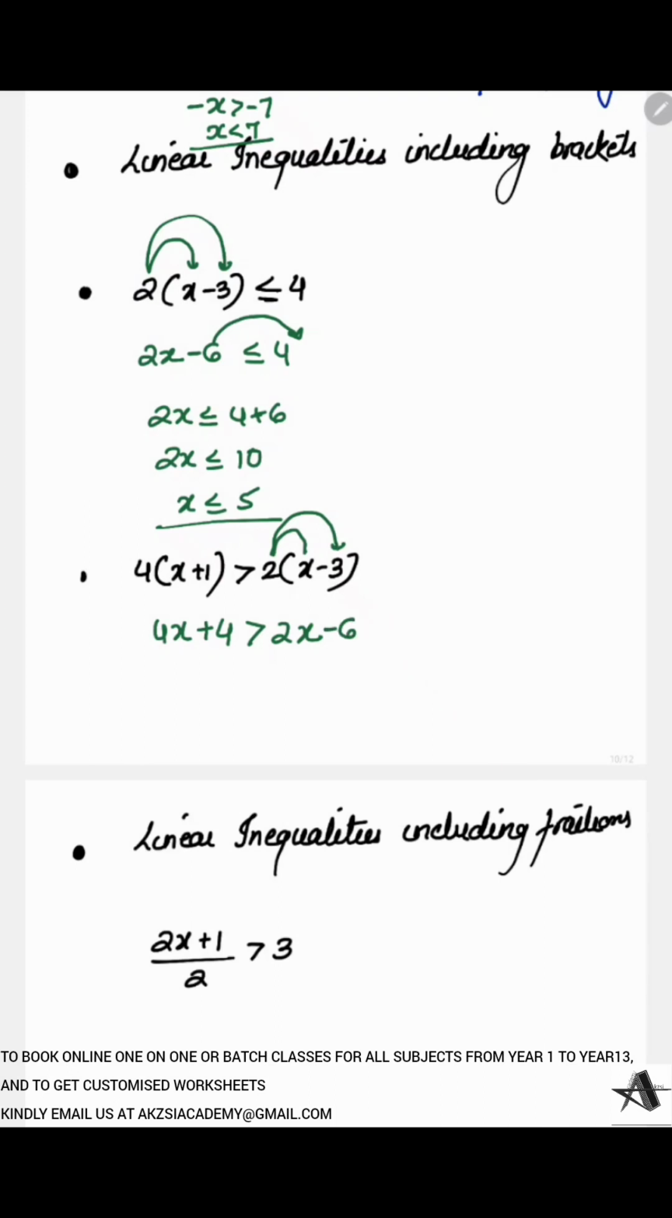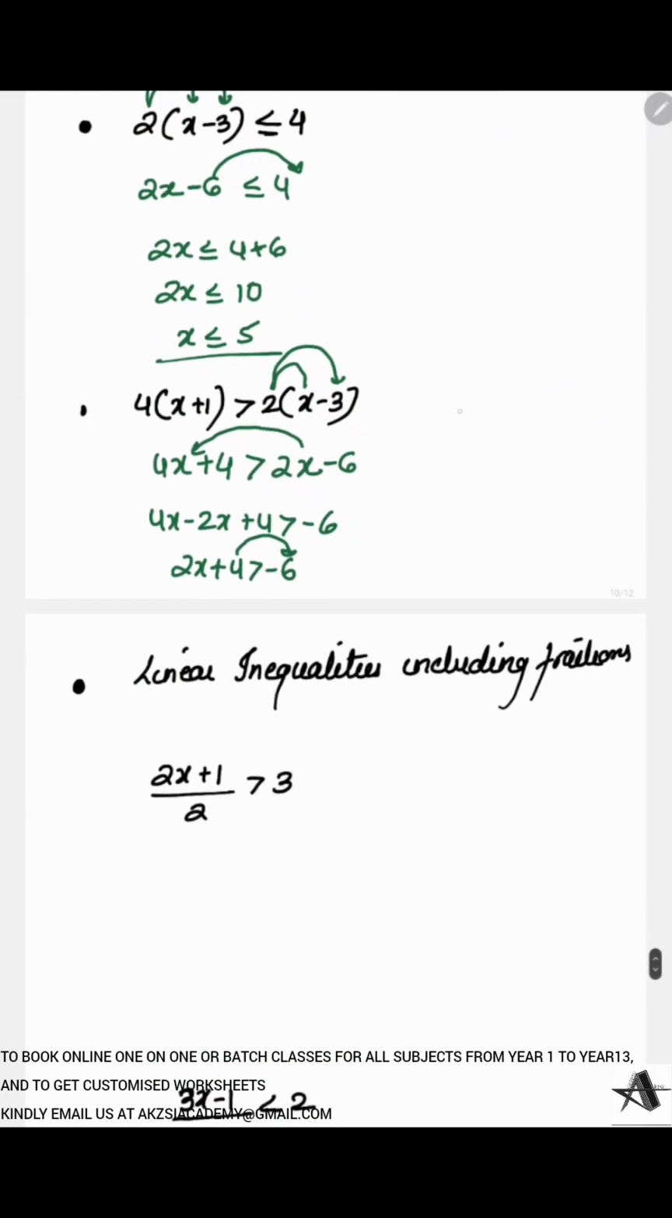Now just start your isolating process, transposing. So I'll bring it here. So 4x minus 2x plus 4 is greater than negative 6. 2x plus 4 is greater than negative 6. Bring 4 onto the right-hand side. This will give you 2x greater than negative 6 minus 4. Obviously the sign will change. 2x is greater than negative 10. Divide both sides by 2. You will get x is greater than negative 5. So x can take all the values that are greater than negative 5 but not negative 5.